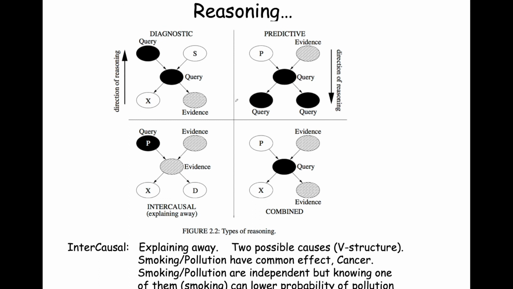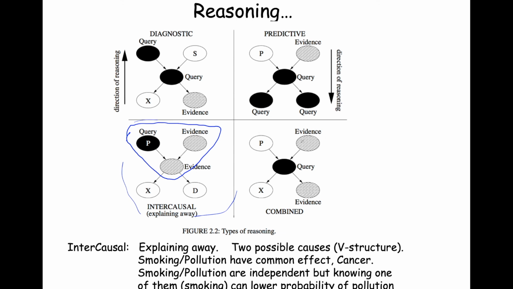So then there's something called intercausal reasoning. Intercausal reasoning is here, down in the lower left-hand corner, and intercausal deals with the relationship between two possible causes, and it relates to what's called a V structure. So here we have a V structure. We have pollution, we have this influence on cancer, and then we have this other influence on cancer from smoking status, and it forms a V, hence the name V structure.